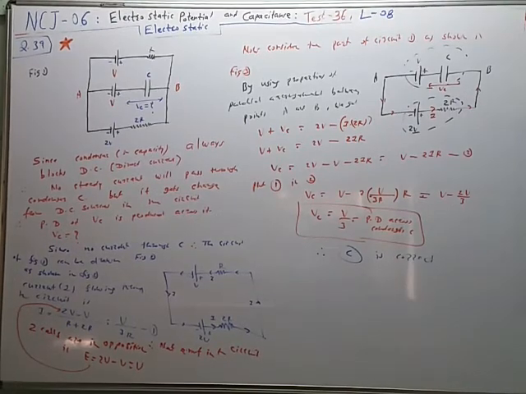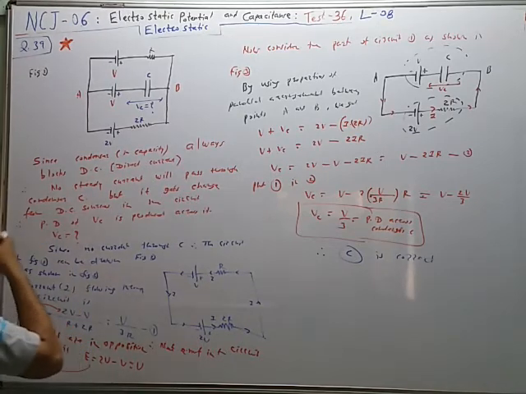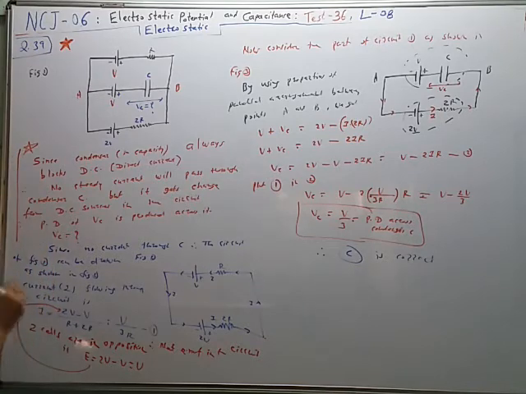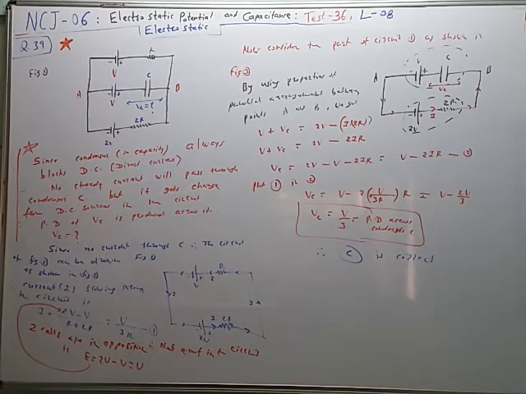So remember this point. The condenser blocks DC. Condenser, that is capacitor, always blocks DC, meaning direct current. Therefore, no steady current will pass through the condenser.